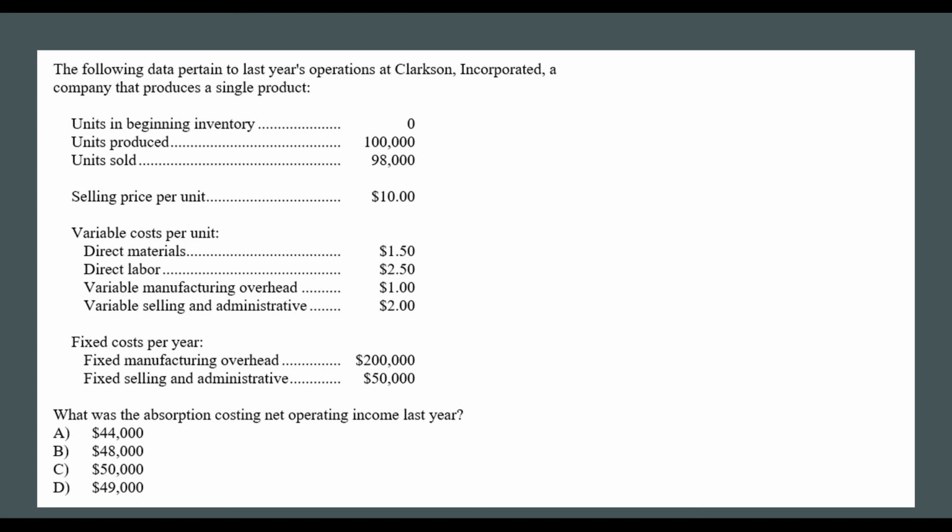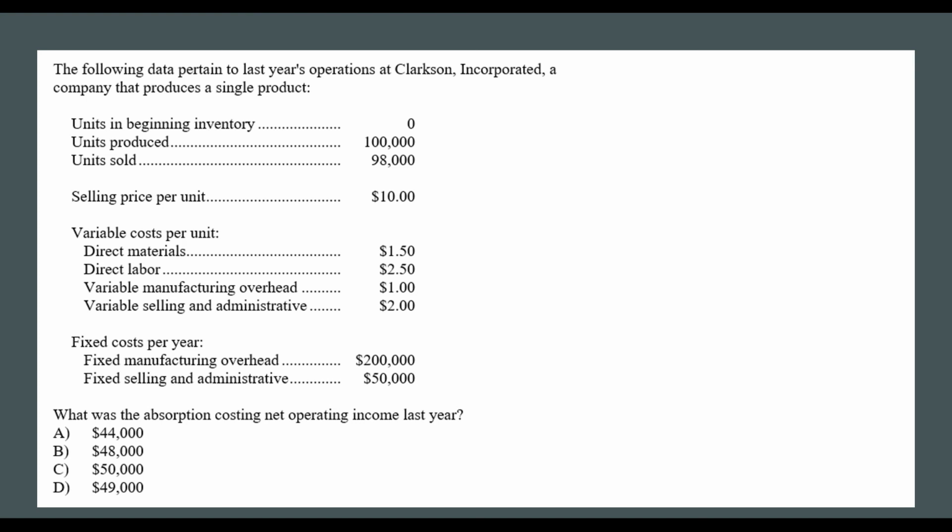For your variable manufacturing overhead, it's $1. And then for your variable selling and administrative expense, it's $2 per unit. Then we have incurred the following fixed costs for the year. Your fixed manufacturing overhead is $200,000. Your fixed selling and administrative expense is $50,000.